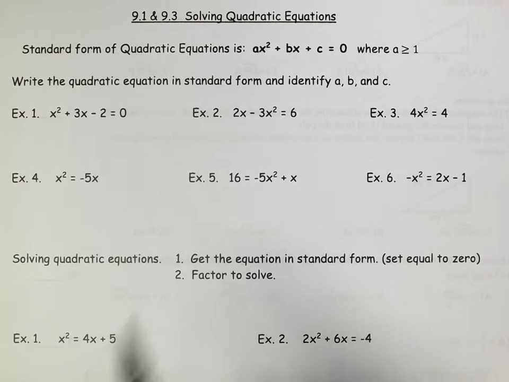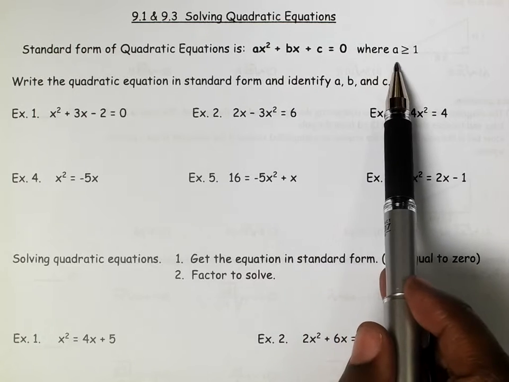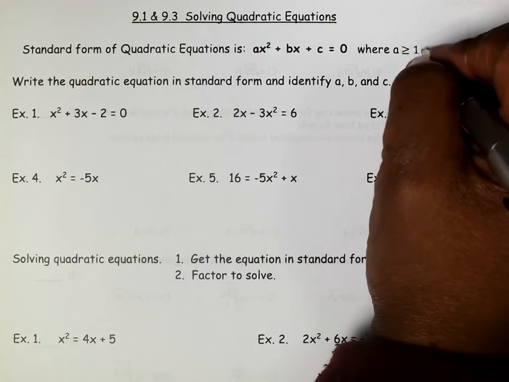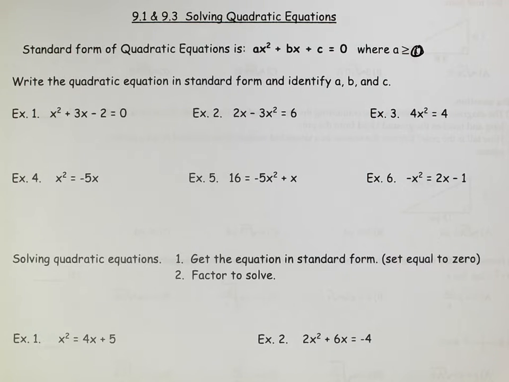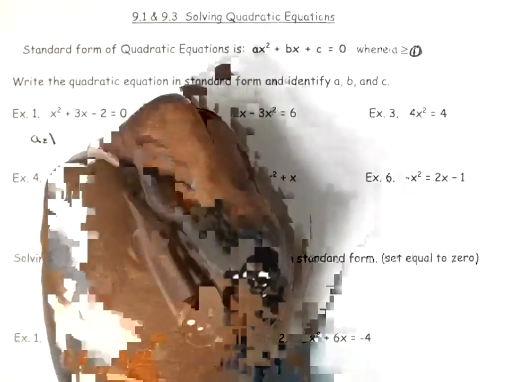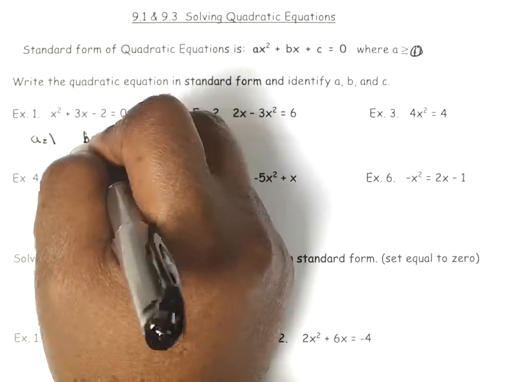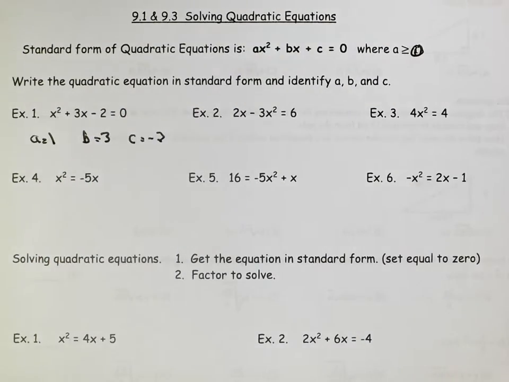All right, so the standard form always has to be set equal to 0, ax squared plus bx plus c, and we wanted our a term to be positive. So it says greater than 1, but really it's greater than 0. When we write the quadratic equation in standard form, we want to just identify what a, b, and c are. So for this first one, the coefficient of x squared is 1, so a is equal to 1. B, the coefficient of x, is 3. And c is equal to negative 2. It was already set equal to 0, so we didn't have to do anything, just read it right off.